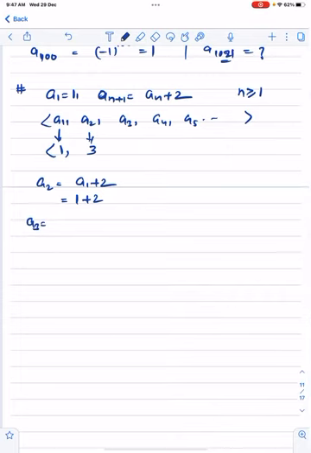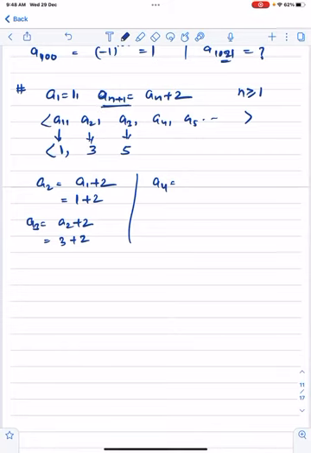Now a3: again use this formula. Put n equal to 2, so you have a2 plus 2. a2 is 3, so your a3 will be 5. Similarly, can you write a4? You have to use this formula every time, so put n equal to 3. You will have a3 plus 2. a3 is 5, so 5 plus 2 means 7. So a4 is 7, and so on. In this form they can also give you a sequence, a recursive form, so you can have a question in this form as well.